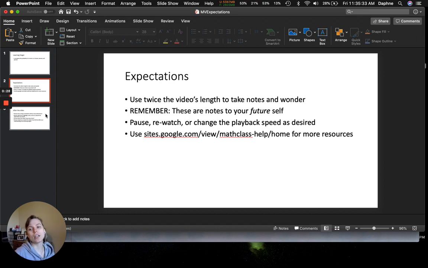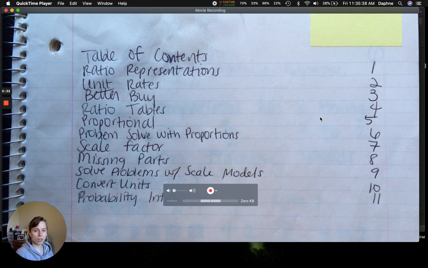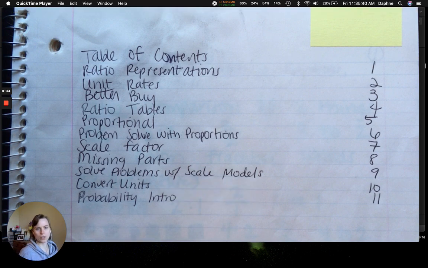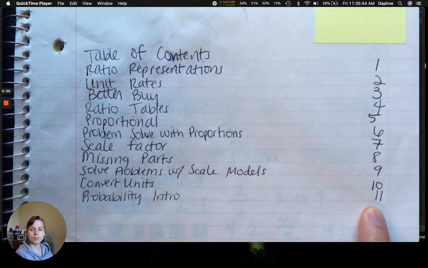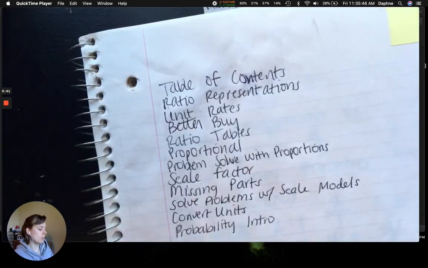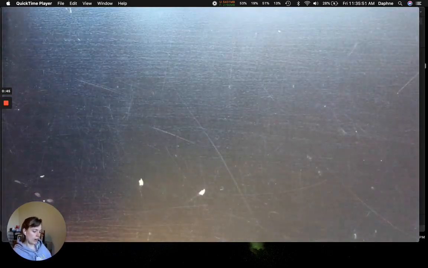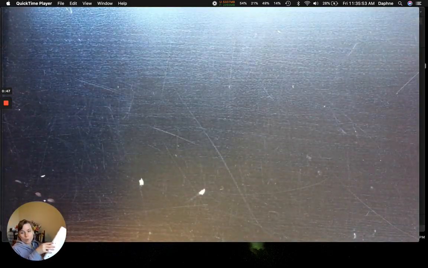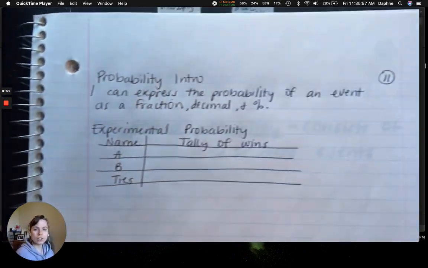Part of that organization is using a table of contents. So this is our current table of contents. Right now we're on probability intro, page 11. So then I flip, flip, flip. I've pre-written some stuff in the hopes that makes this video a little shorter so that you can focus on each of the stills.